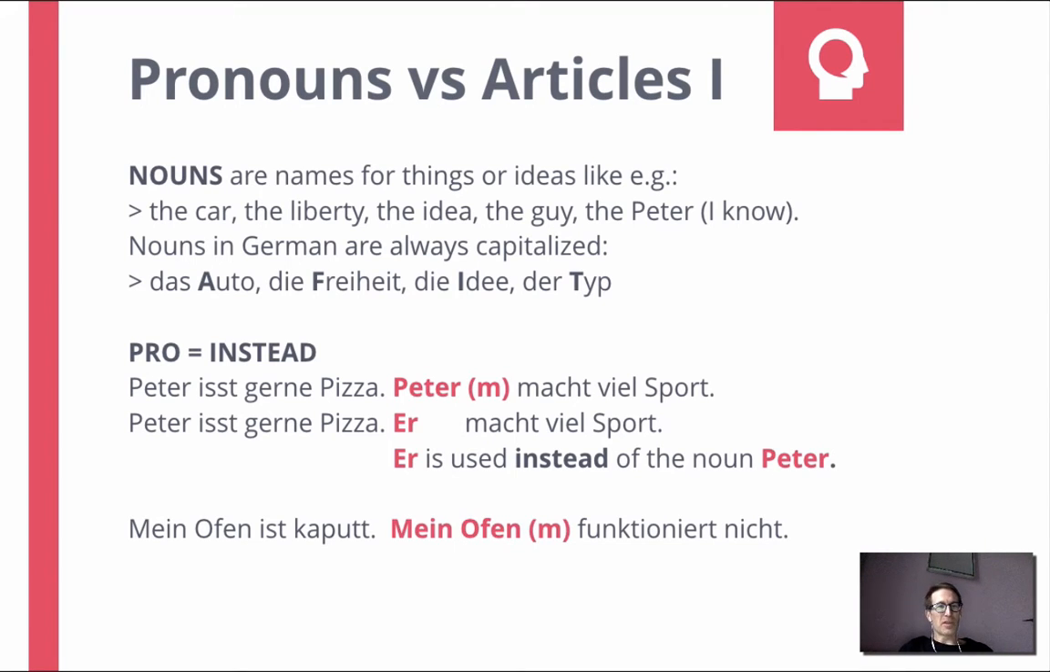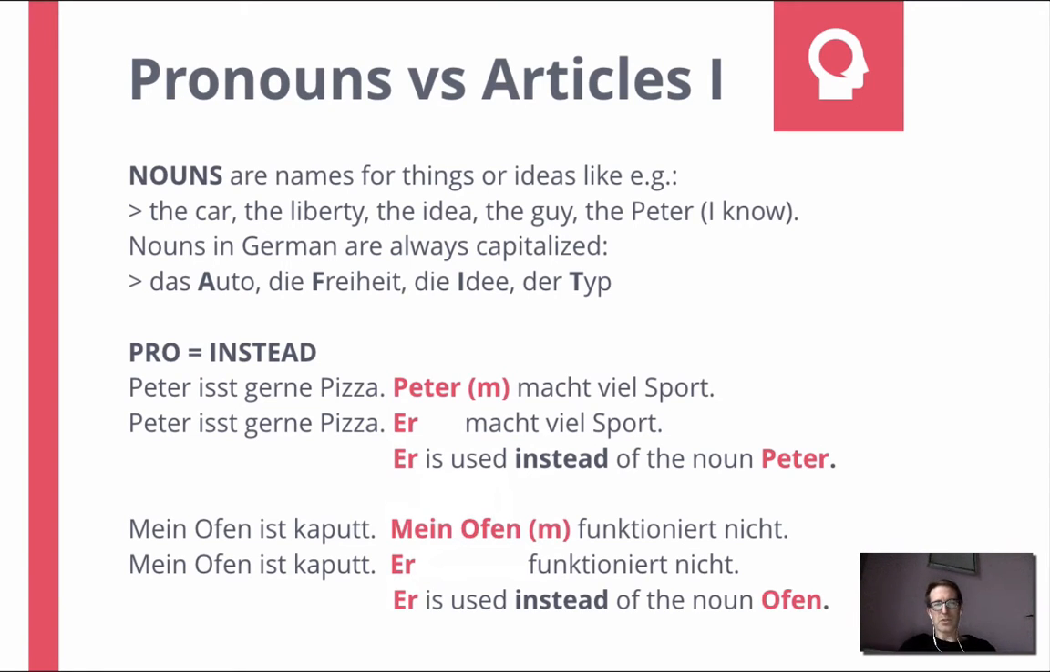That also works for things like an oven. Mein Ofen ist kaputt. Mein Ofen funktioniert nicht. And we can also replace Ofen with because Ofen is a masculine noun. And you see, it can even replace Ofen and the article mein in front of it. Yeah, so it is a really useful tool. Is used instead of the noun Ofen.